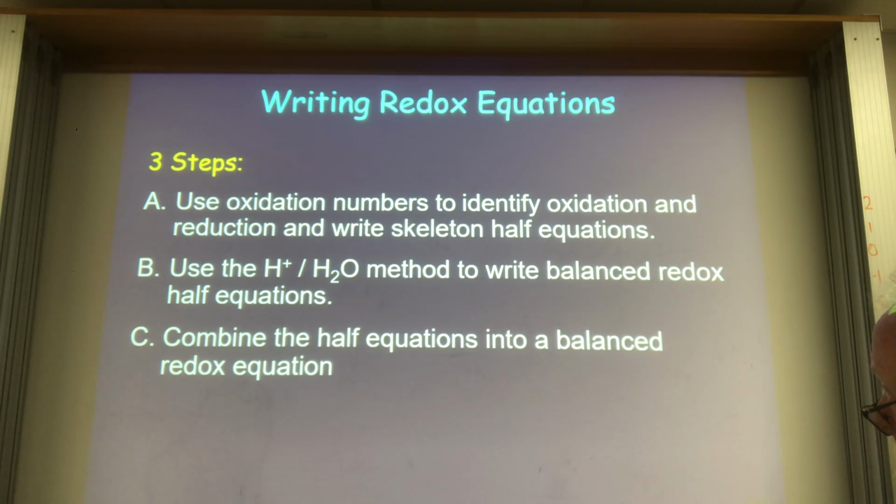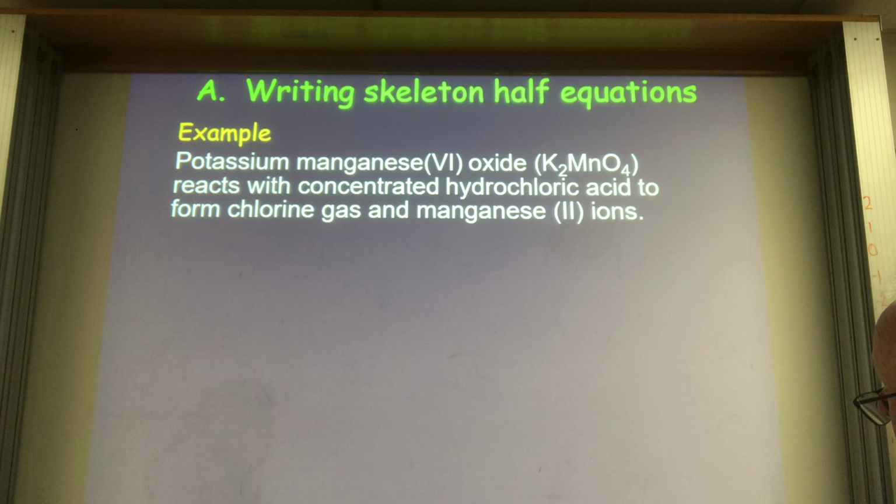Now the first of those steps is to use oxidation numbers, exactly what we've just been doing, to identify what's being oxidised and what's being reduced, and then turn that into skeleton half equations. Then we'll use a method to write balanced half equations and then combine them into an overall equation. So what we're going to start off with is getting those skeleton half equations using our oxidation numbers.